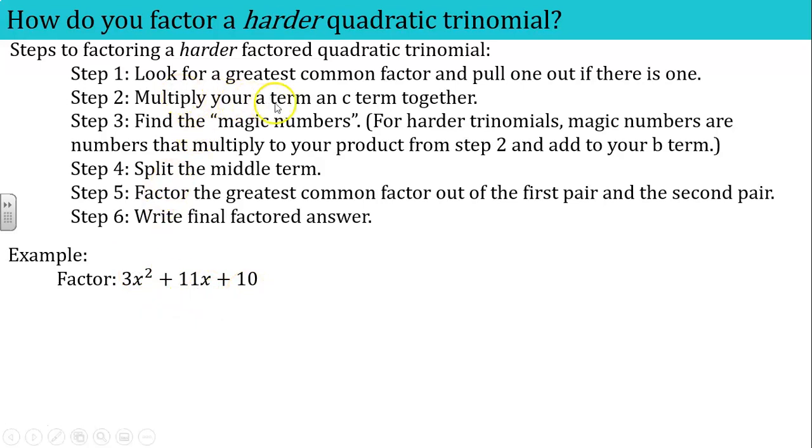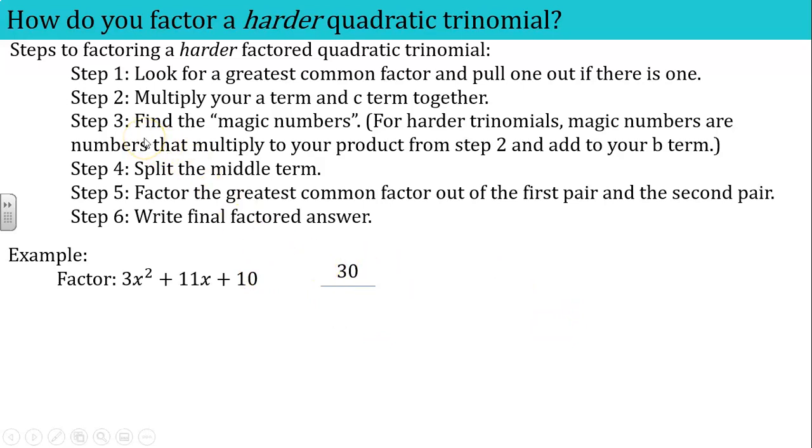Step 2, multiply your A term and C together. In case you're not familiar with what I mean about A term and C term, this is your A term, this is your B term, this is your C term. So step 2, multiply your A term and your C term together. If you do that, you should get negative 30.